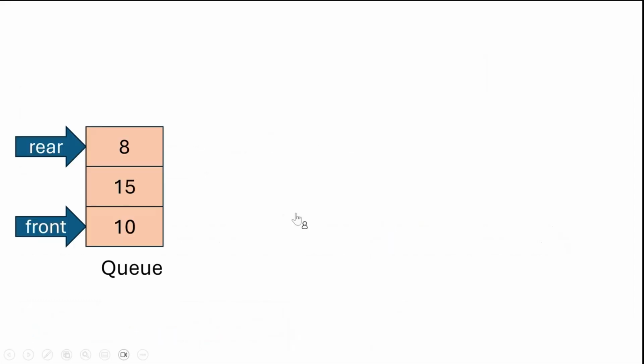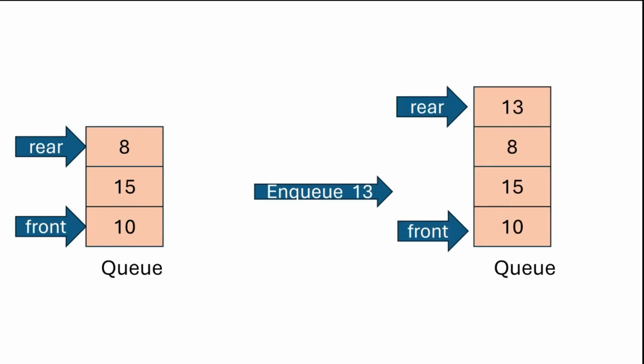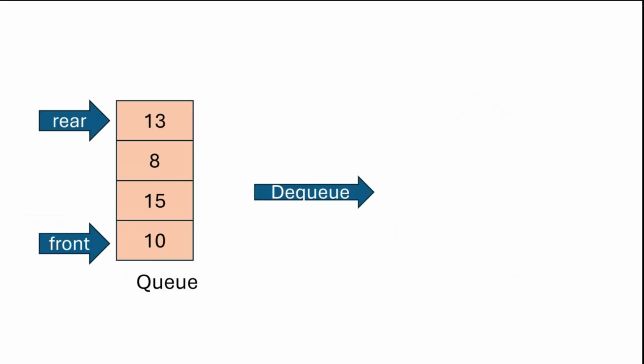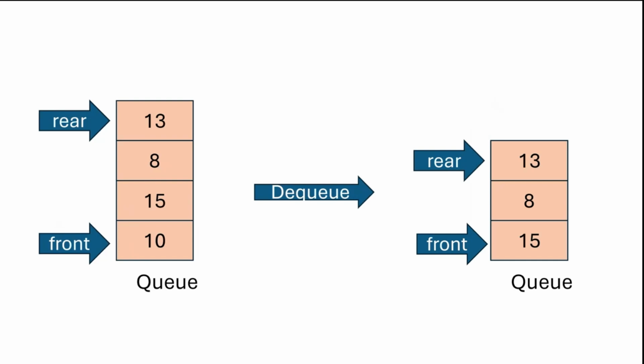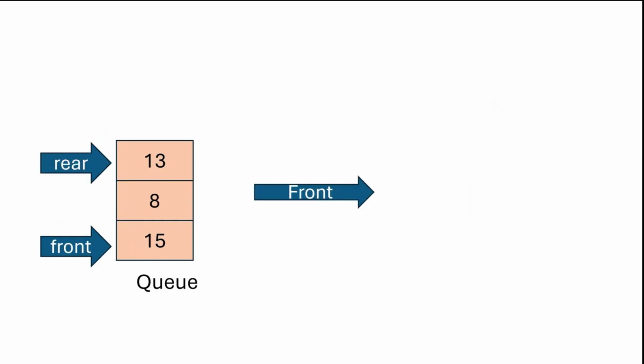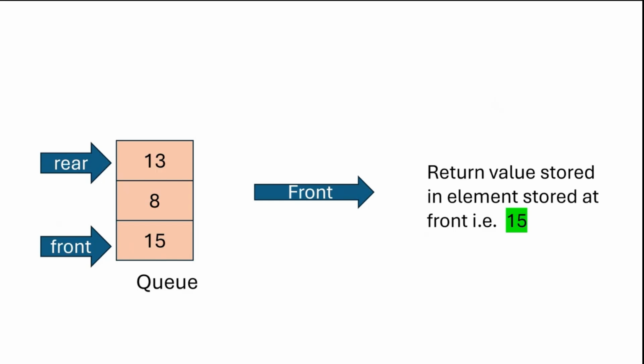So let's start. Let's say this is our queue. A queue contains two pointers. One is front, which points to the front of the queue, and one is rear, which points to the end of the queue. So how does a queue behave? When we add an element to the queue, it adds to the end of the queue and moves the rear pointer. And when we remove an element from the queue, it removes the element from the front of the queue and moves the front pointer. And when we do the peek, it basically gives the first element of the queue where front is pointing, which is 15.